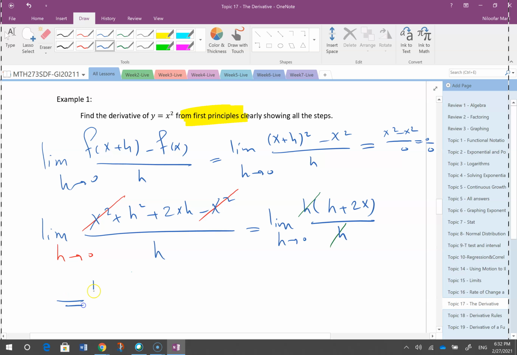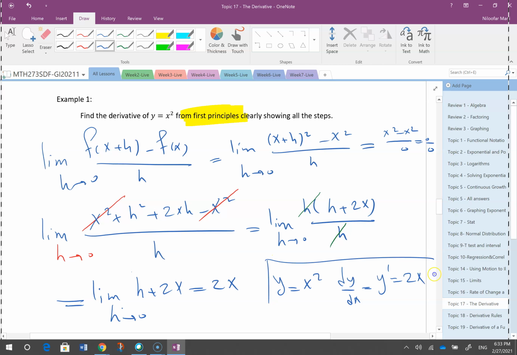So then it is the limit of h plus 2x as h goes to 0, which is 2x. The derivative of x squared is 2x. So if y equals x squared, dy by dx or y prime is 2x. Later, you are going to use a formula to find that. But remember, in a quiz or test, when I say I want you to use the delta method or first principle, I mean this method.